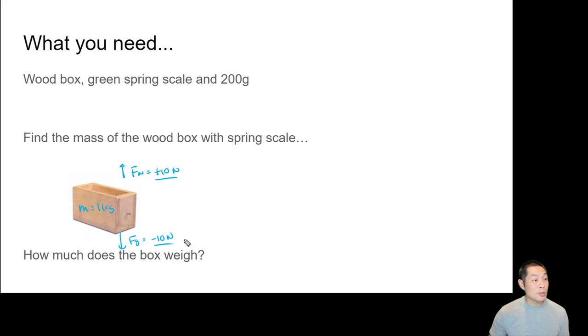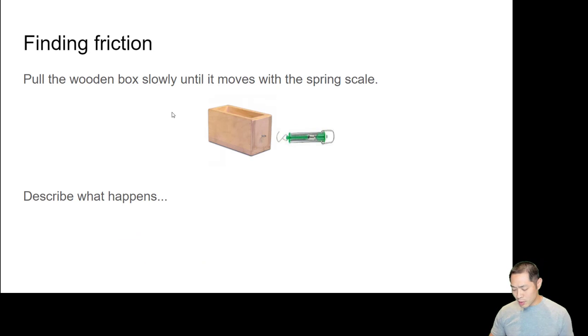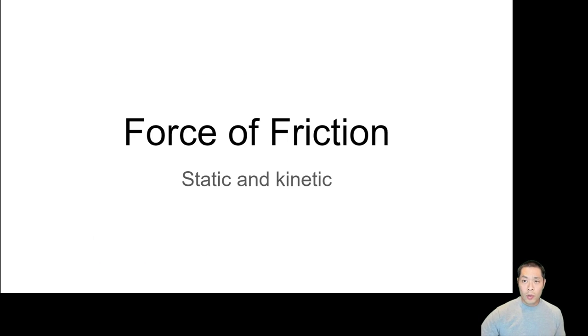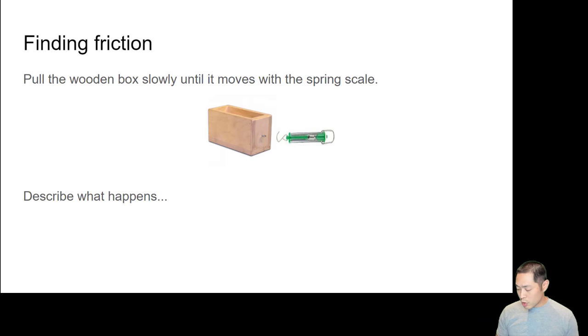We know those are the values, but right now I really want to focus on what's the difference between static and kinetic. So what I'll ask you to do in class is to pull this box perfectly horizontal. We're going to pull at a force perfectly horizontal, and we want to keep pulling until we see something. Pull until it moves, and we want to see what's going to happen.